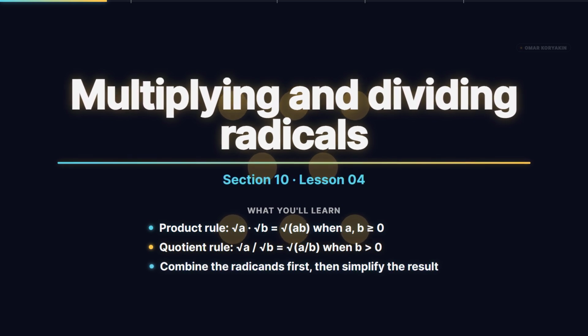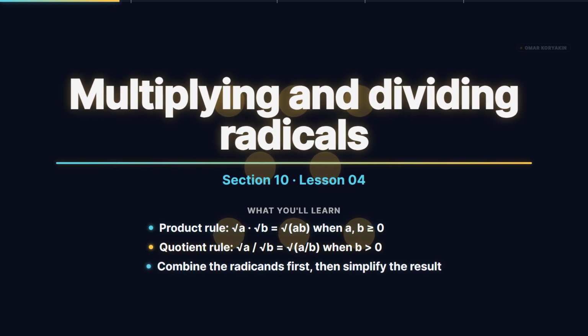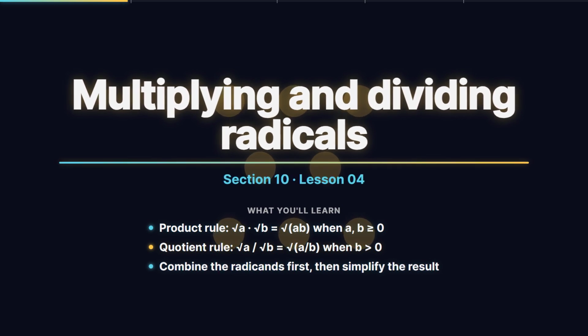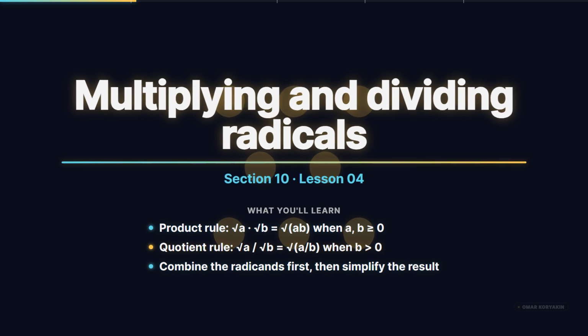The strategy is always the same: combine first, simplify second. Combining often exposes a perfect square or perfect cube under the radical, which simplifies to an integer or a much cleaner expression. Simplifying first usually wastes work.